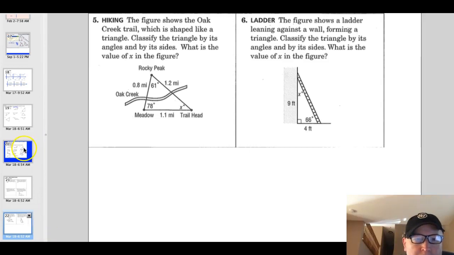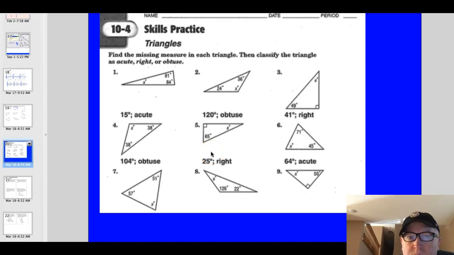All right. Here are your answers to the 1 through 9. Should have had a missing angle and the classification of the angle. 120 is obviously obtuse. This is 41. This is a right triangle. I guess you're classifying the triangle, my bad. 15 degrees in an acute triangle, 120 in an obtuse triangle.